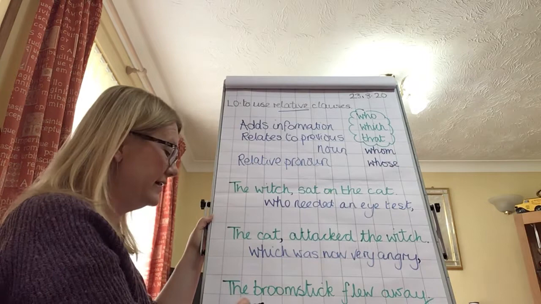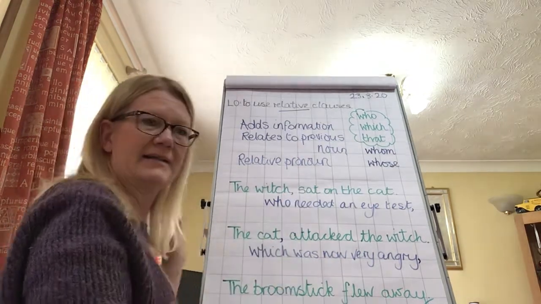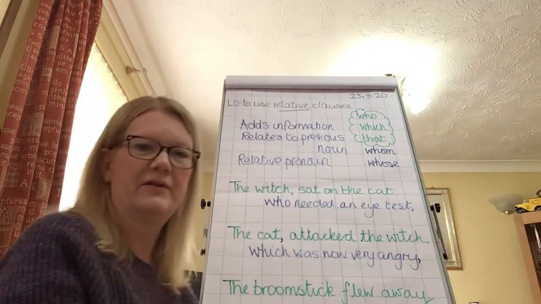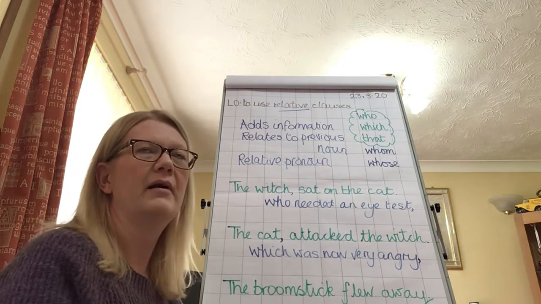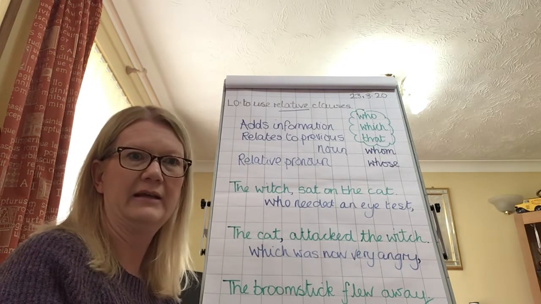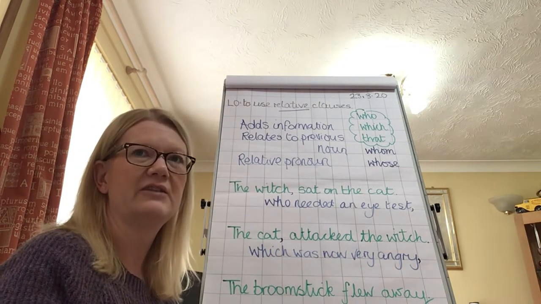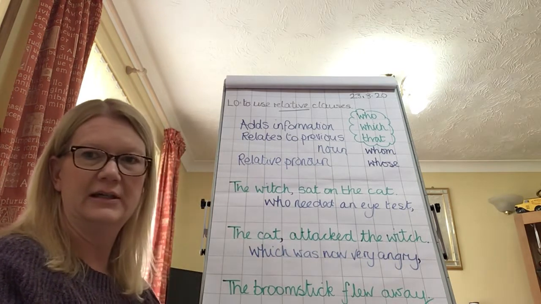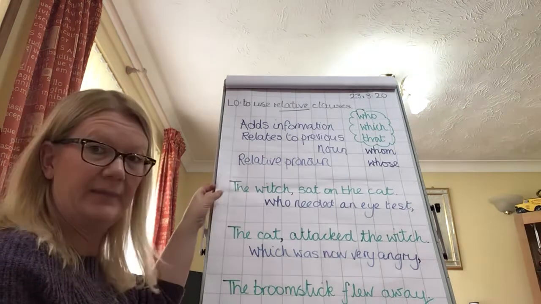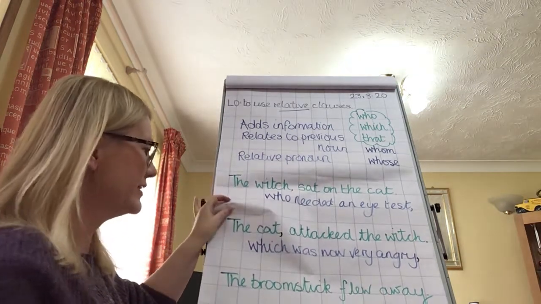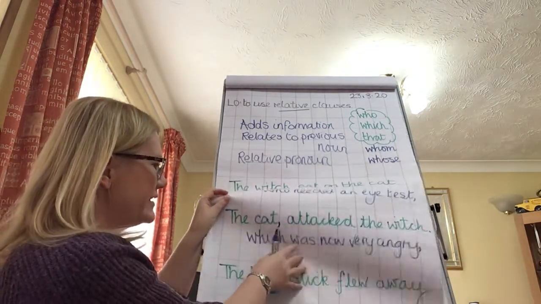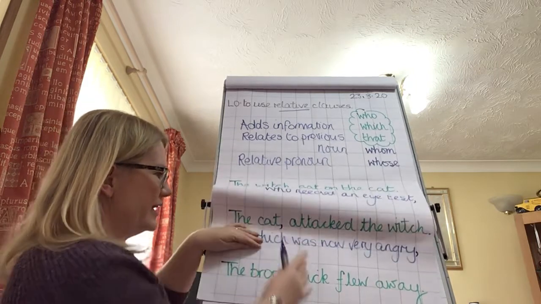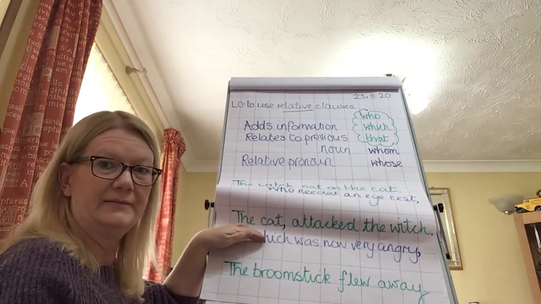And finally, I'm going to have a look at that. That is slightly different. That can apply to a person or a thing, and it's used if it is essential to the meaning of the sentence, if it's vital. Now, I hope you can see the bottom here. I might move it up a little bit. So my sentence is, the broomstick flew away.